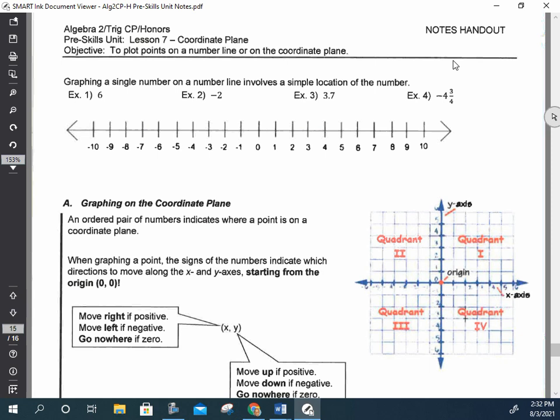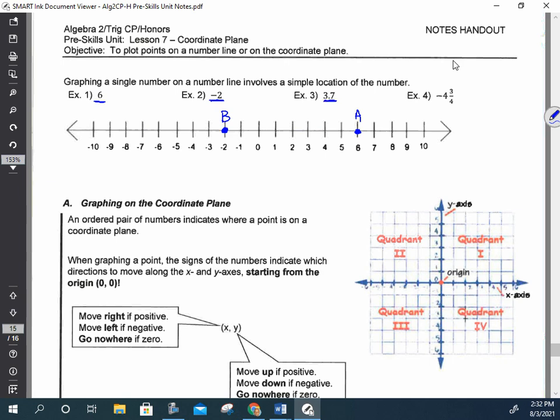So if you have a number line, it simply means take the number, put it on the number line. So in the case of example 1, plotting 6, go to the number line, find 6, put a dot on it. Most of the time you'd put a letter on it just to name that particular point. Done. Same thing with a negative number. -2, go to -2, put a point on it. There you go.